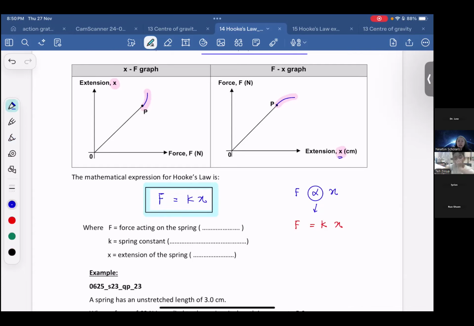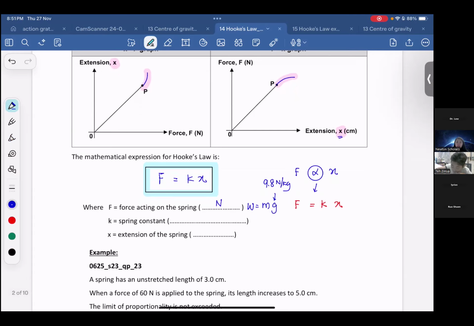F equals kx. F is what? It's the force that is acting on the spring, so this is in Newton. Sometimes they don't tell you the force, they give you mass, but we can understand force is weight. We can use W equals mg to do calculation. And the g here is 9.8 Newton per kg. Sometimes they didn't give you the force directly, they give you the mass. So we have to calculate the weight.